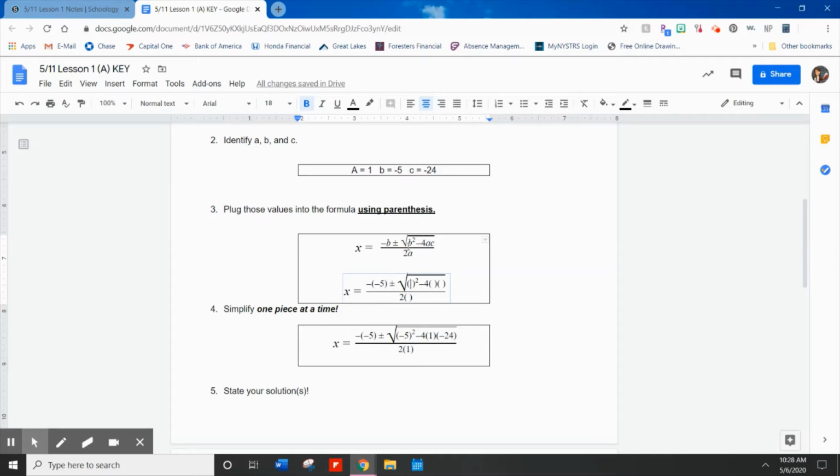Inside the parentheses, our next term we have to fill in is the b again. So we're going to plug in -5 again, squared, minus 4. The next term we need to plug in is our a value. Looking up here, our a value is 1. And our b value is -5.